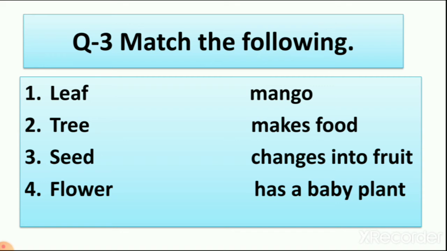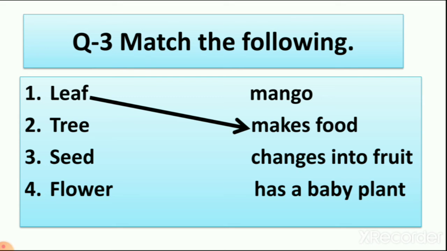So first is leaf. So what is leaf in this plant? Is that mango? Yes or no? No. Makes food, changes into the fruit, has a baby plant. So what is leaf from this? What does leaf do for plant? So leaf makes food for plant. As we know that leaf is a kitchen of the plant. So in our house we use kitchen to make food. So we joined leaf with makes food.